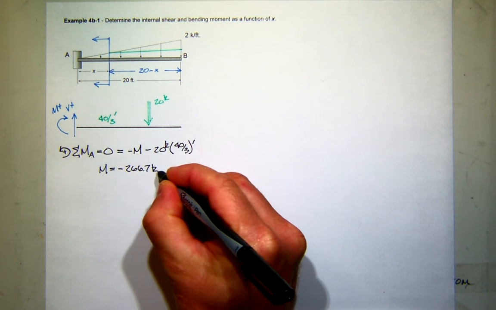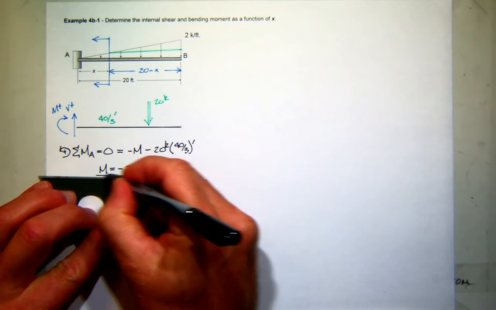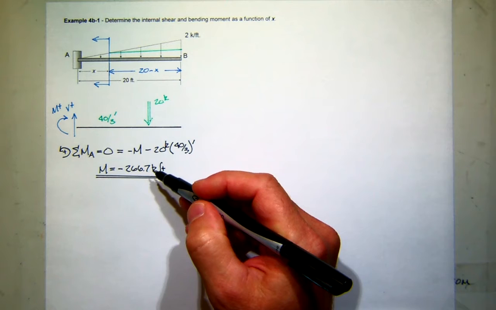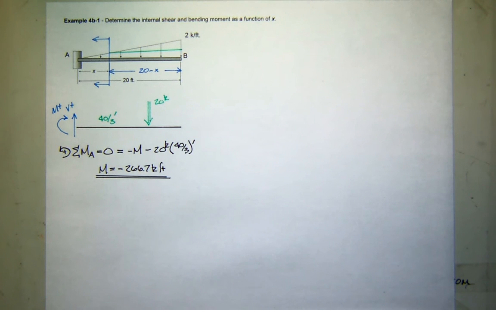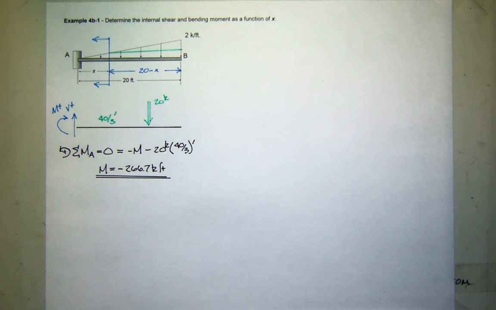And that would be kip feet. So what does that tell me? What's my bending moment at A? Negative 266.7. So my equation better predict at x equals 0 a bending moment of negative 266.7. We know that. What about the shear force?